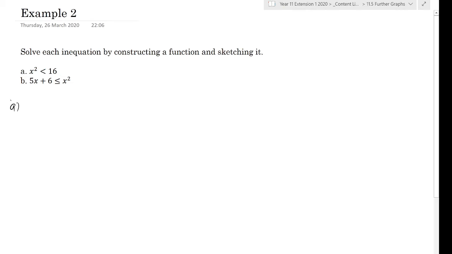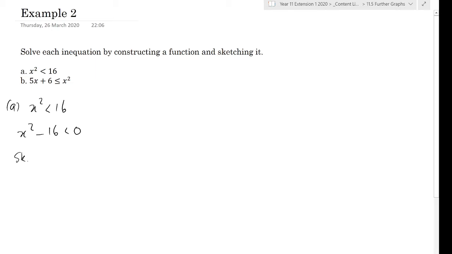So let's start with A. x squared is less than 16. Well, we know that's the same as x squared minus 16 is less than 0. Now notice that the sign of my inequality doesn't change because it only happens when I'm multiplying or dividing by a negative. If I'm just subtracting 16, it doesn't do anything. So that leaves me with that.